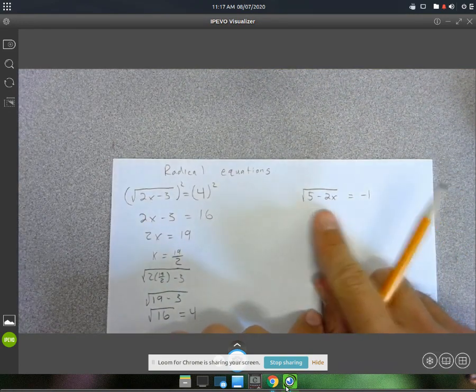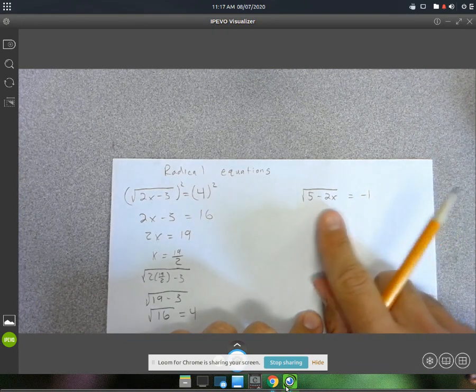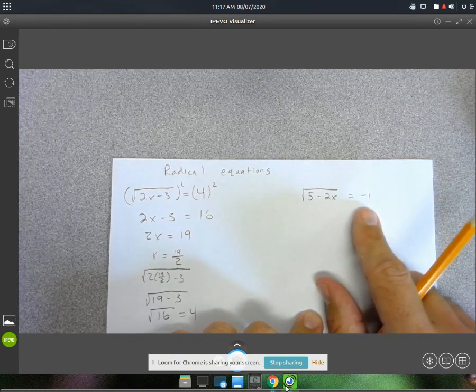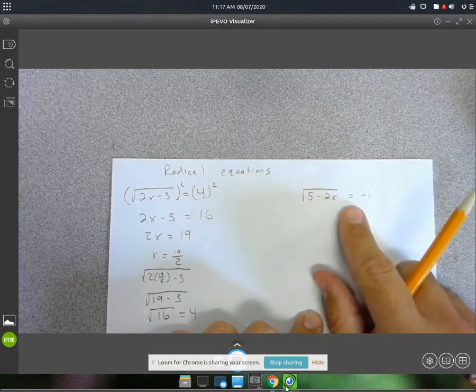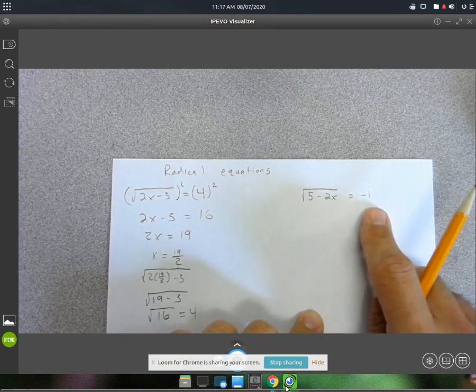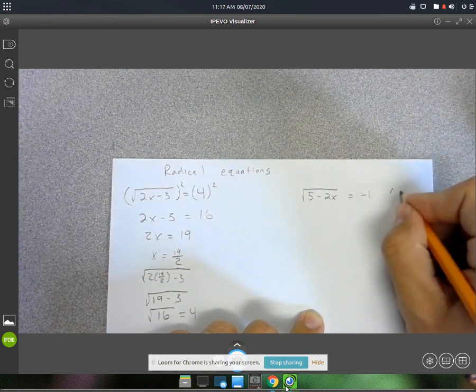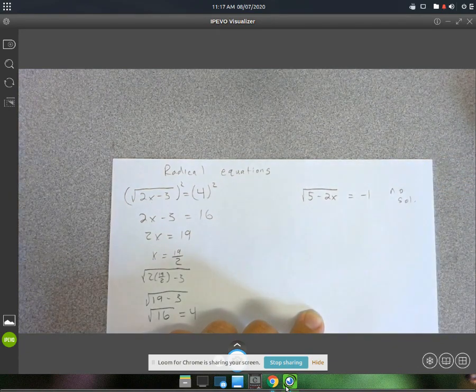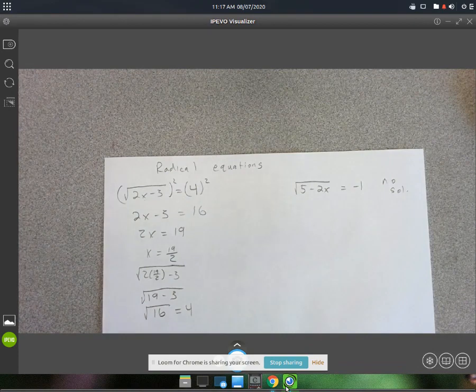Now over here, you should automatically know that this does not make sense, all right? You've got the square root of something and it equals a negative. Well, that's impossible. You can't have the square root of something giving you a negative. This is going to be no solutions. We know that from the beginning. But if you wanted to, you could square both sides and see for yourself. But I don't have time, so moving on.